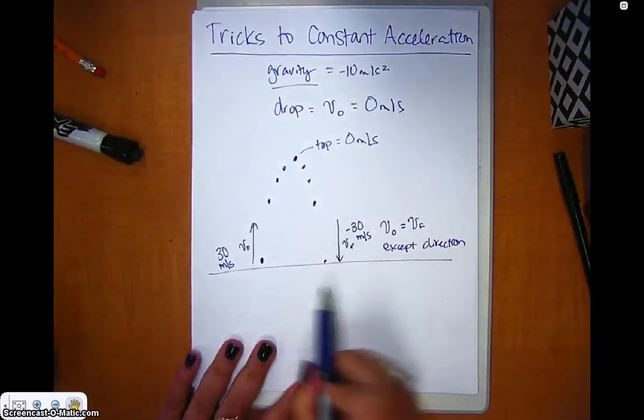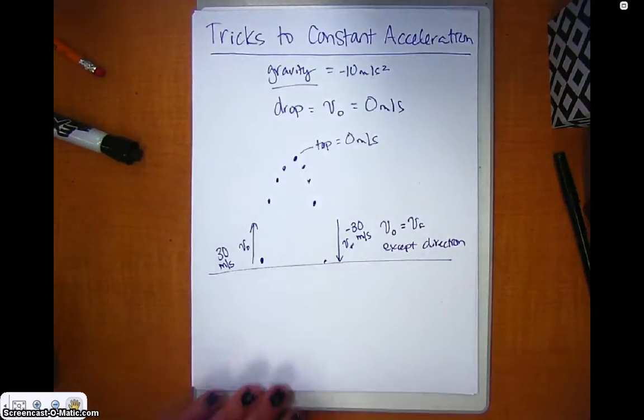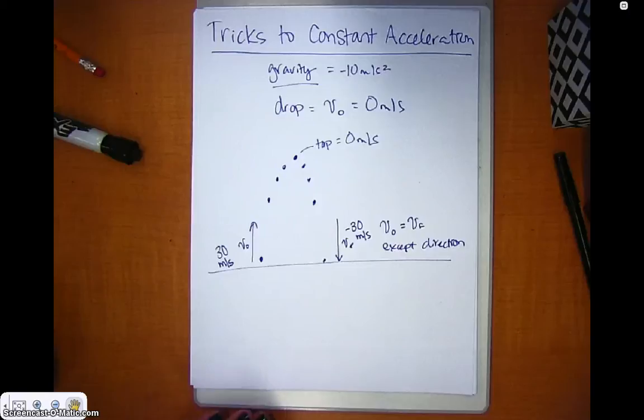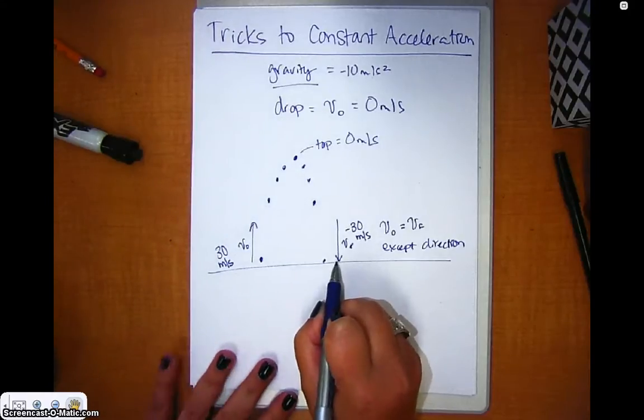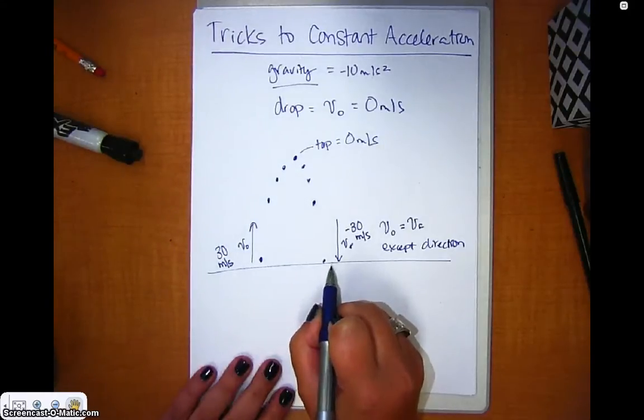Now, it's common that people think, well, once something hits the ground, it stops, and that the final velocity then would be 0, but that's an incorrect assumption. When I say final velocity, that's the velocity right before the ball strikes the ground.